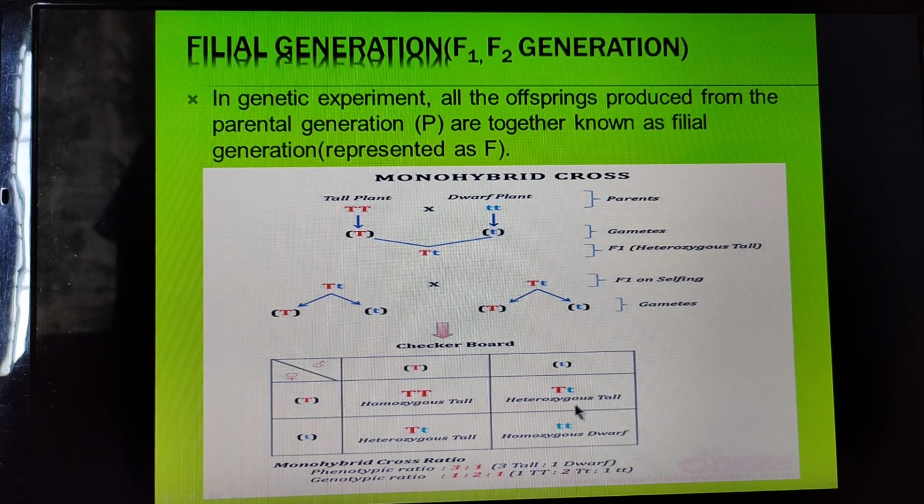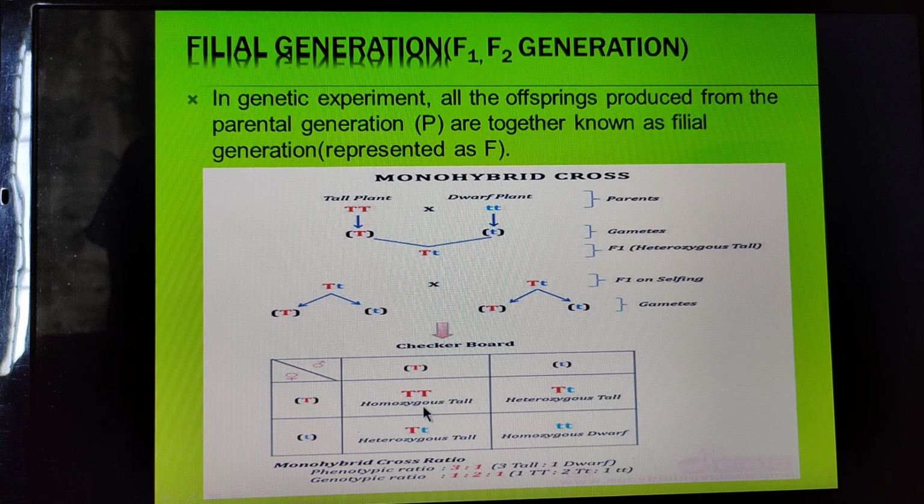Look at these two figures. Why am I writing capital T before the small t? Because capital T is the allele for the tall trait, and small t is the allele for the dwarf trait. Capital T is dominant and small t is recessive. I already told you that the dominant trait is always expressed over the recessive one. Here, the dominant and recessive alleles are together, so the dominant trait is always expressed over the recessive one.